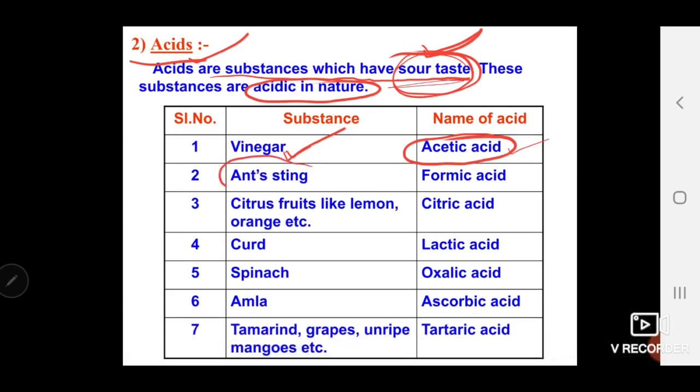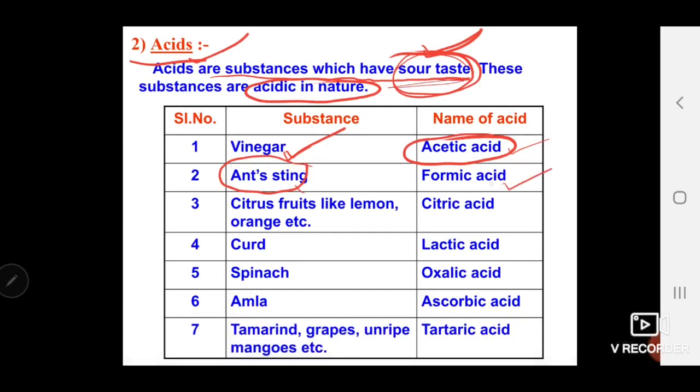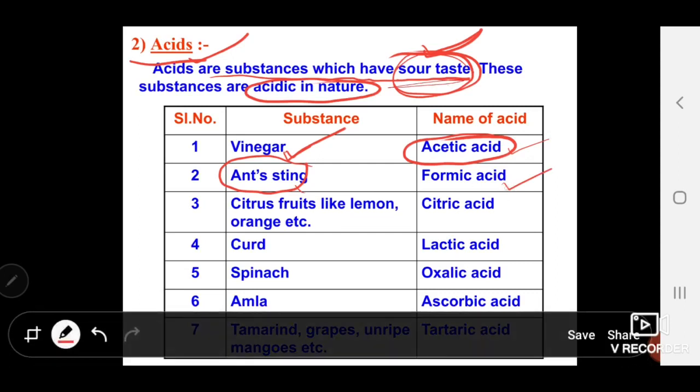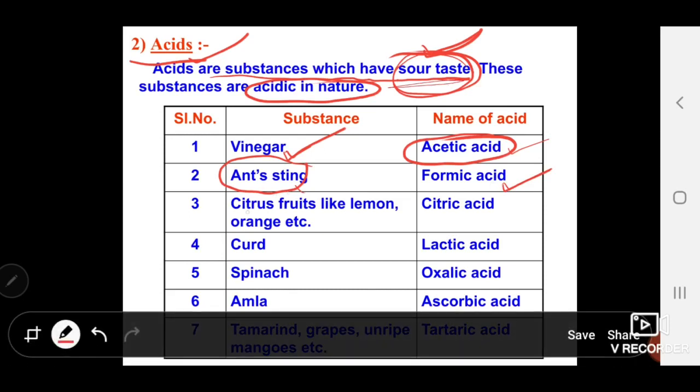And ant sting. You are well familiar with ants. Ants have stings, and the kind of acid present in the sting is formic acid. Because of this, whenever an ant bite occurs, we feel itching and some rashes appear on the skin. This is because of the presence of formic acid in the ant sting. And citrus fruits like lemon, orange, and some other citrus fruits contain citric acid.